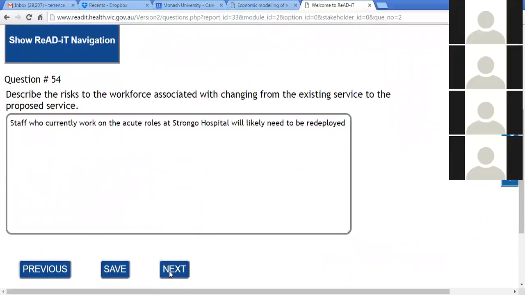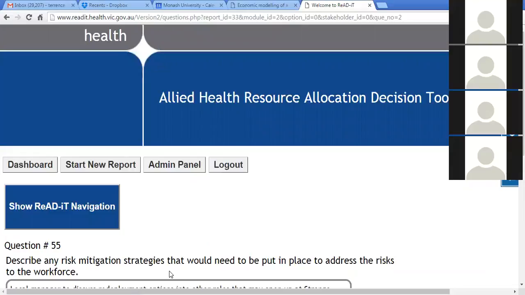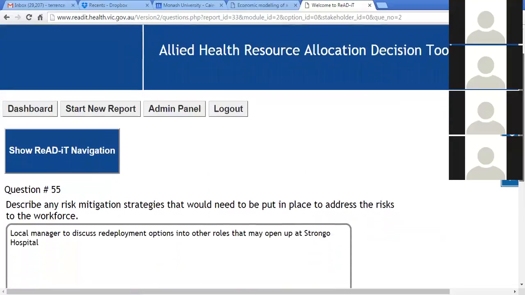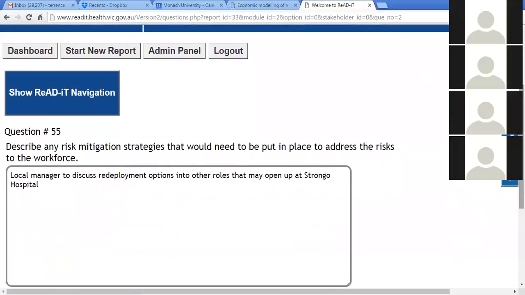And the following question is a mitigation strategy question. Describe any risk mitigation strategies you would need to put in place to address this risk. So for here, I've said the local manager would need to discuss redeployment options into other roles that may open up at Strongo Hospital for those staff involved.